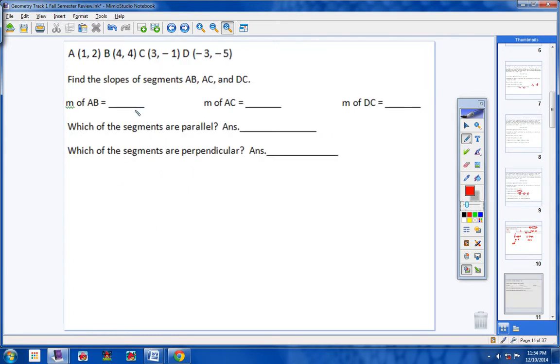Okay, moving on. Copy this in your notes, please. Point A is (1, 2). Point B is (4, 4). Point C is (3, -1). Point D is (-3, -5). Find the slope of segment AB, segment AC, and segment DC. Okay? Find the slopes of those three segments. I'll wait a second while you copy this down.